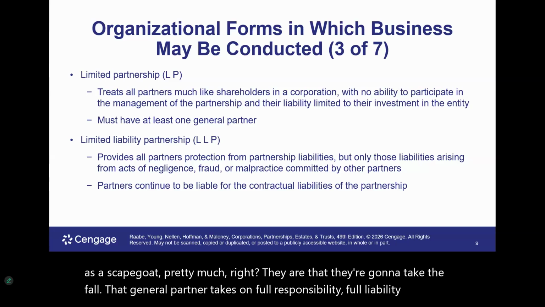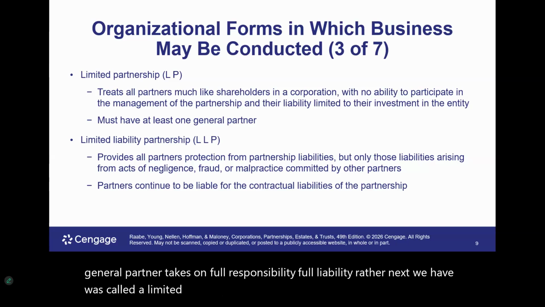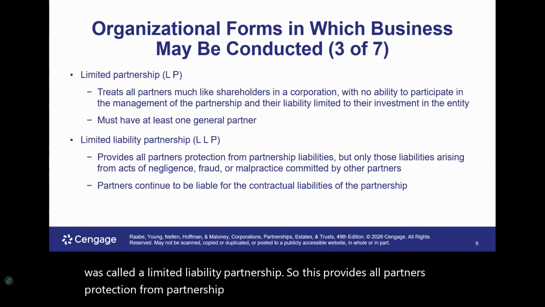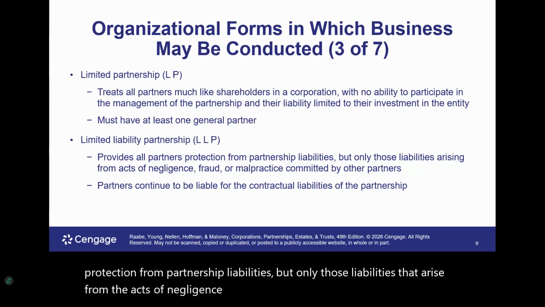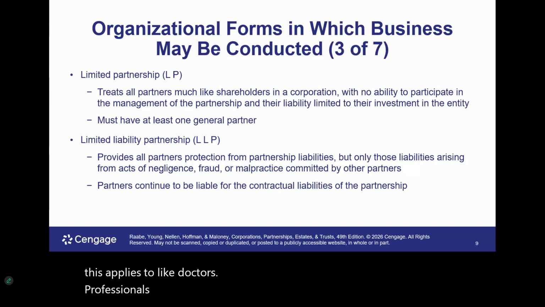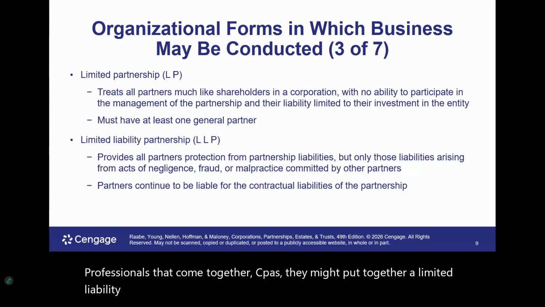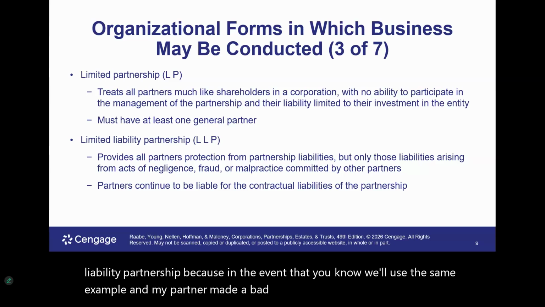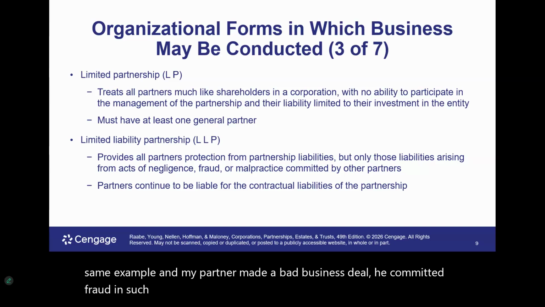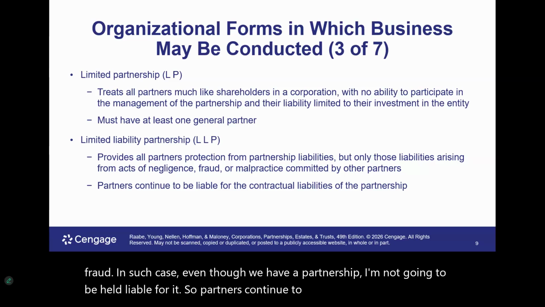Next, we have what's called a limited liability partnership. This provides all partners protection from partnership liabilities, but only those liabilities that arise from the acts of negligence, fraud, or malpractice. Typically this applies to doctors and professionals that come together, CPAs. They might put together a limited liability partnership because, using the same example, if my partner made a bad business deal and committed fraud, even though we have a partnership, I'm not going to be held liable for it. Partners continue to be liable for the contractual liabilities of the partnership.